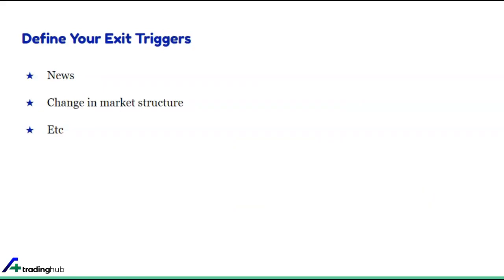Then you need to define your exit trigger. So what are your exit triggers? Very first thing is the news, the fundamental events, the economic calendar, and any other major events that I know is going to affect a particular currency pair I'm trading. So a particular news may make me exit a trade. Then also a change in the market structure can also make me exit a trade.